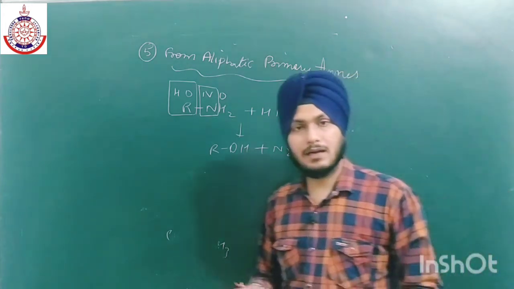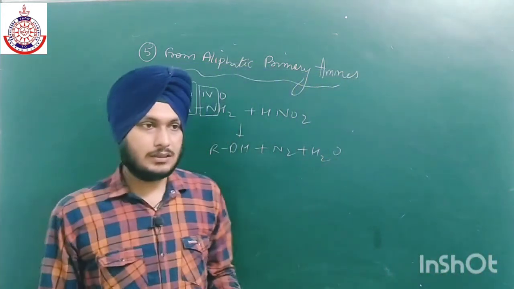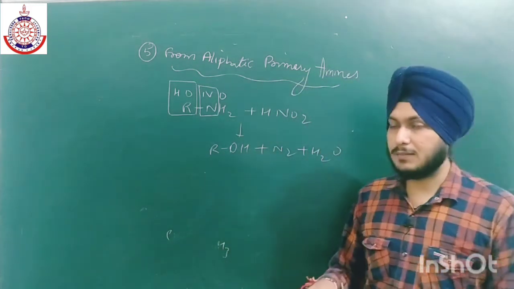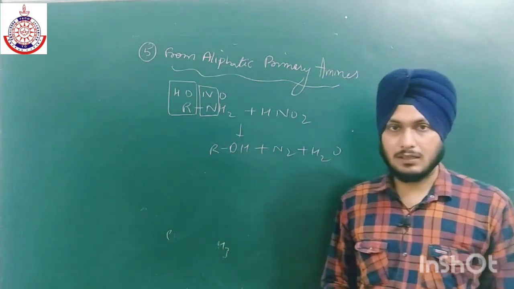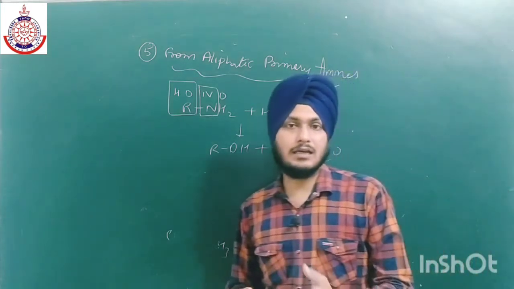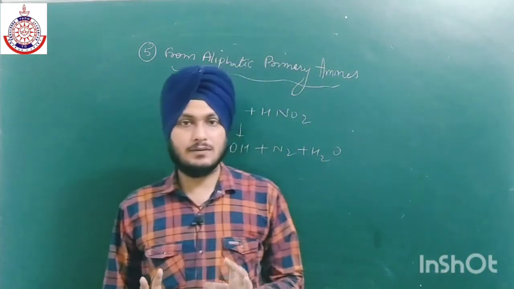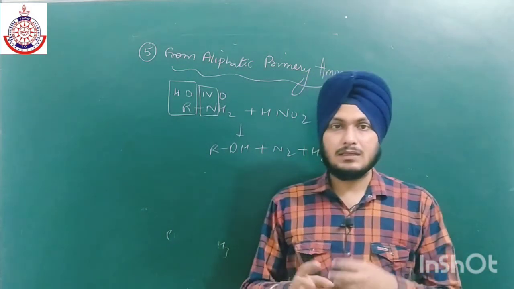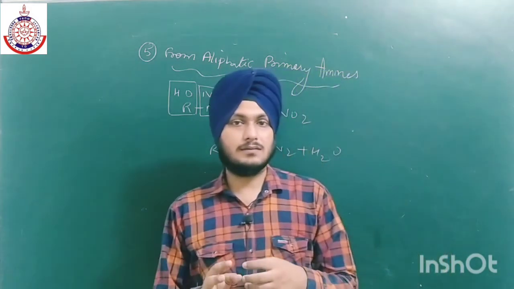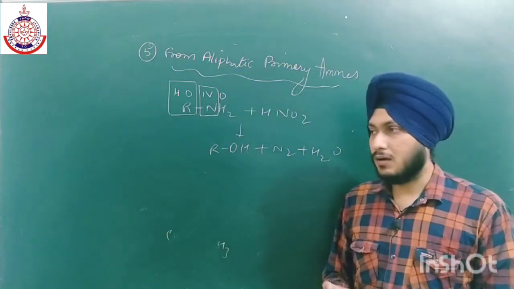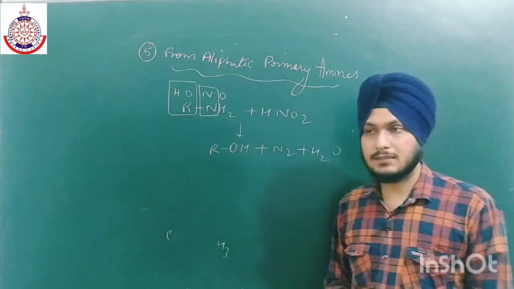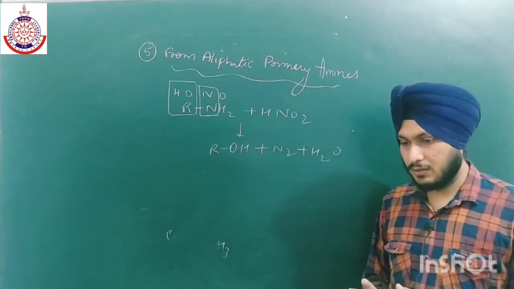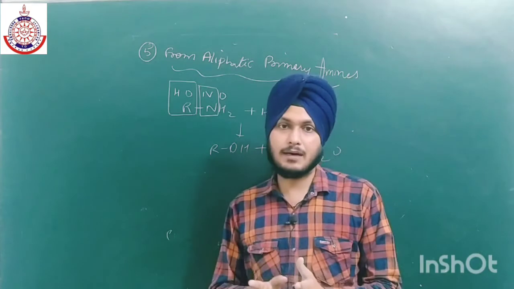The second method is from unsaturated hydrocarbon, like alkene, in which the first method is hydration. Hydration can take place directly or indirectly. We have already discussed the mechanism, which is known as the hydronium ion mechanism. And the second method is hydroboration oxidation, and this method gives us the anti-Markovnikov product.